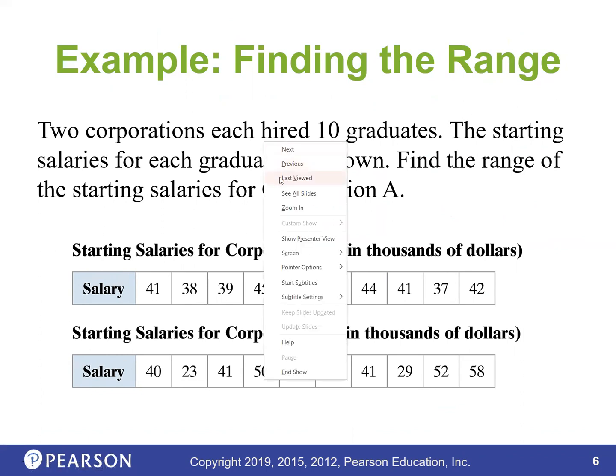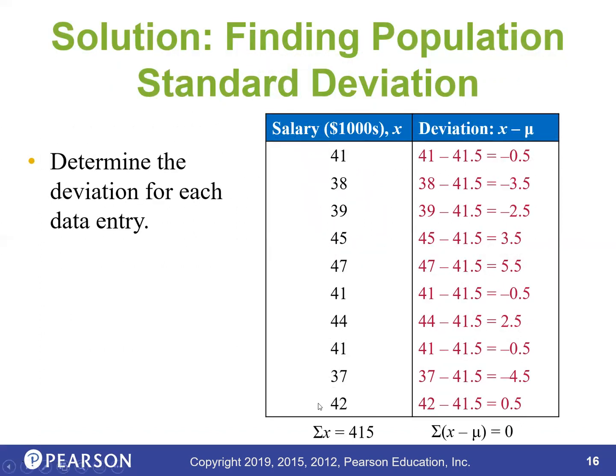Is that the same one that's over here? It is, huh? Yeah, that's the same. Okay, so we can put corporation A in the column, 10 things going down. The deviation is the subtraction for the middle.